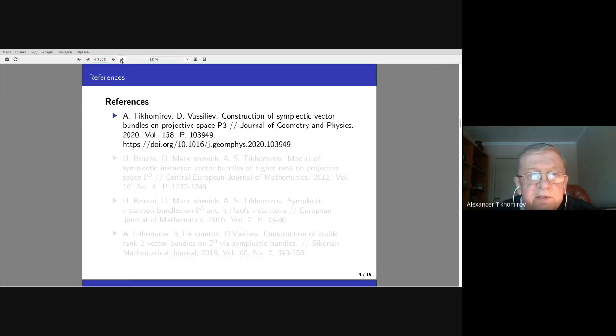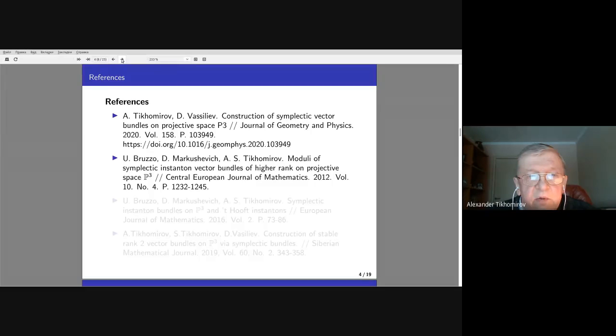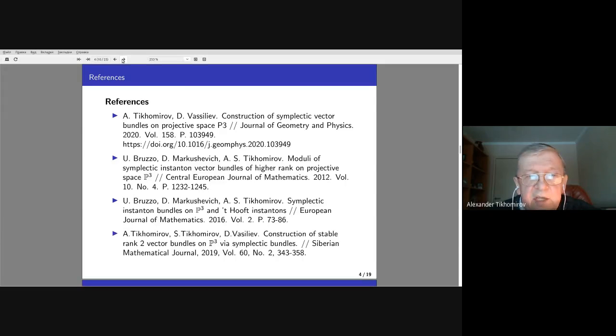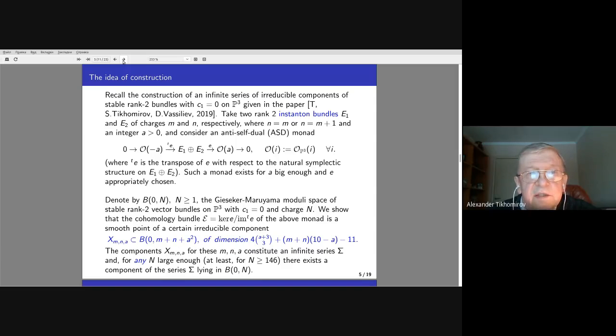References. This is our paper published last year, and our results are heavily based, as I said, on two papers by Ugo, Dmitry Markushevich, and myself about these symplectic instantons, namely tame symplectic instantons. The construction is motivated by that used in our joint paper with Sergei Tikhomirov and Daniil Vasilyev in 2019. Okay. What is the idea of the construction?